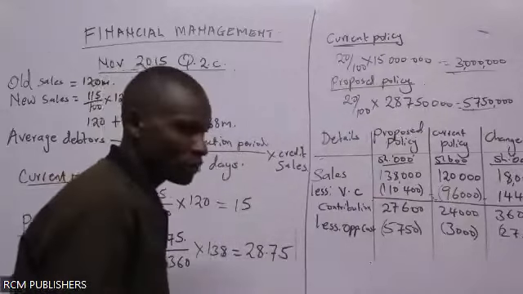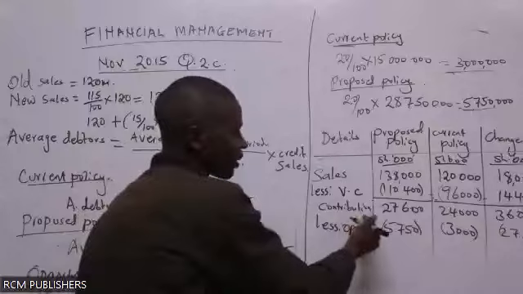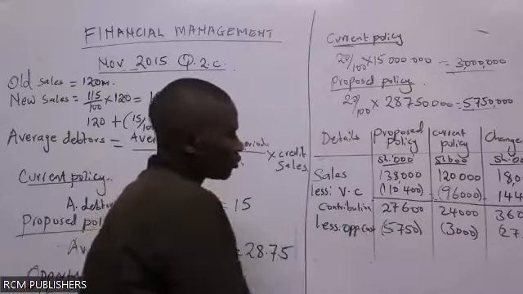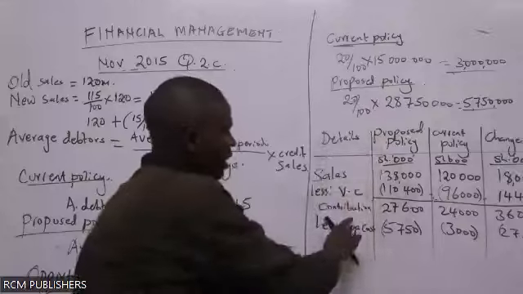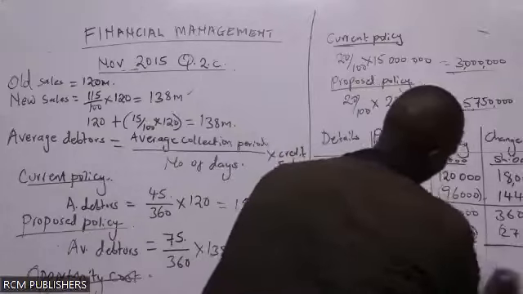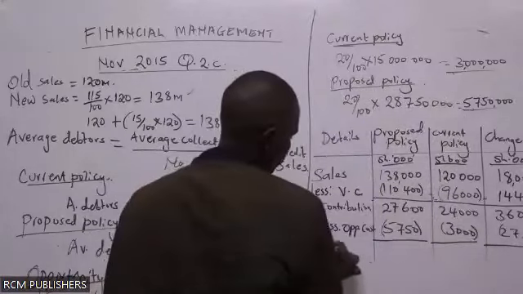Now we less the opportunity cost. After you less the opportunity cost, and we are lessing it from contribution, this is what we have now. Tushatoka kwa sale, tushatoka huko. Sasa we are dealing with the contribution. So I'll get my profit before tax.